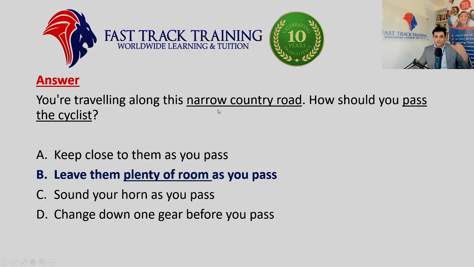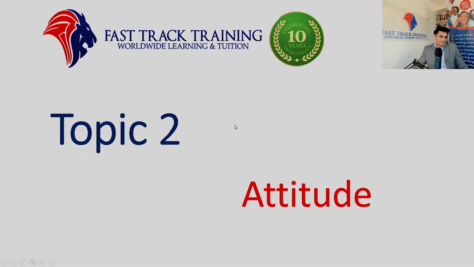So the technique you can use again is narrow country road. Again, download the document that I've put down there for you. In the document, it explains what a narrow country road is. You're passing a cyclist, give them plenty of room. Country road, passing cyclists, plenty of room. Simple. All right, guys. So that was the end of the first topic, which is alertness.